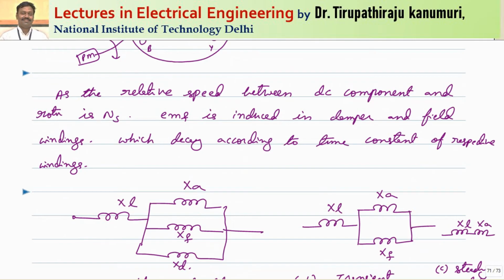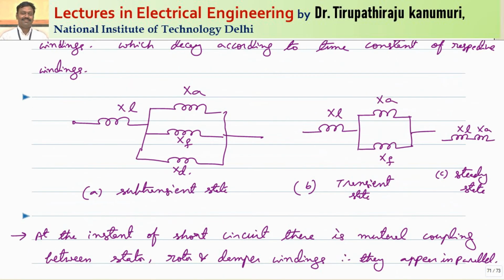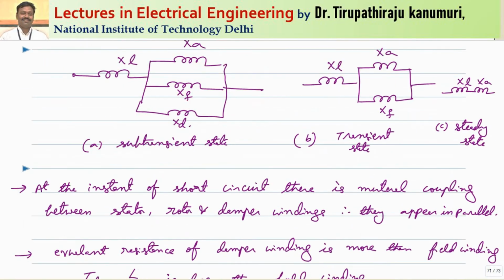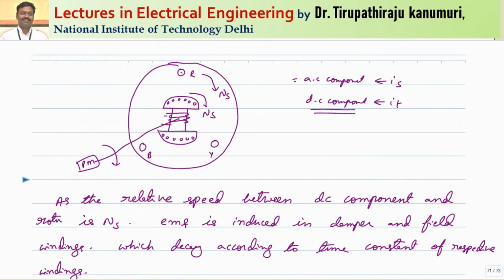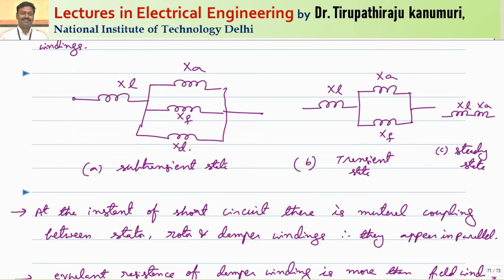So same thing I have repeated here. As the relative speed between the DC component and the rotor is ns, EMF is induced in the damper and field windings, which decay according to the time constant of the respective windings. At the instant of sudden short circuit, what happens? The EMF is induced in both the damper windings as well as the field windings. That means there is a mutual coupling between your armature winding, field winding and the damper winding. That's why at the instant of short circuit, all these windings will act in parallel. That means the total current carried will be contributed by these three.